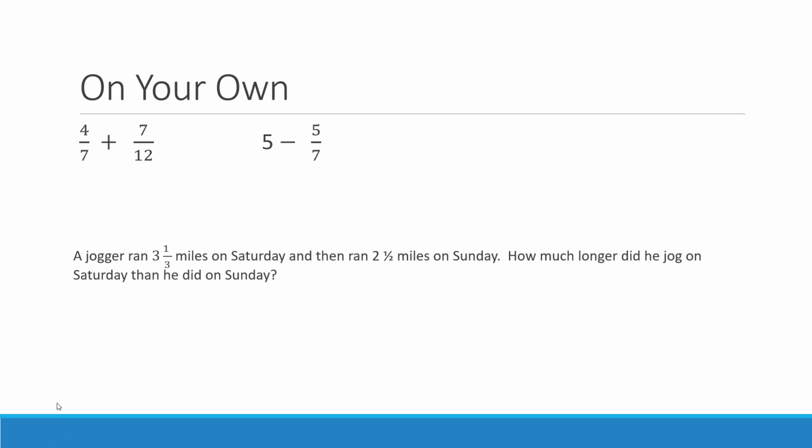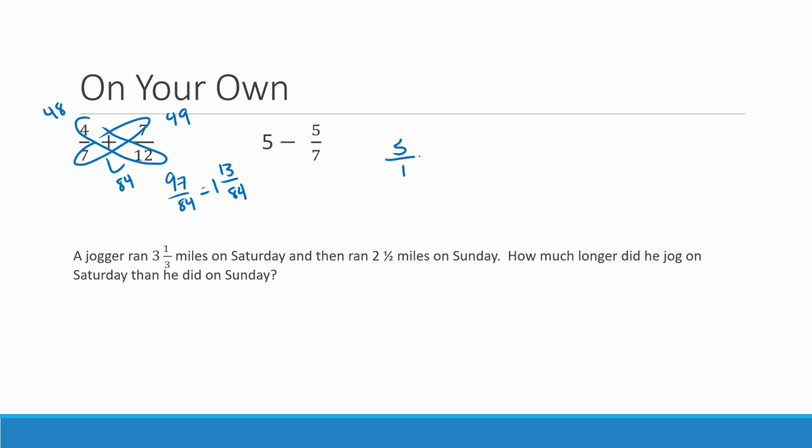All right, pause the video and try these on your own. Now in the first one, I'm going to use that butterfly method again. 12 times 4 gives me 48. 7 times 7 gives me 49. 12 times 7 is going to give me 84. Add my numerators together. 48 and 49 gives me 97 over 84. Now you do want to change it to a mixed number, and for the sake of time, I'm going to go ahead and do that. That's going to give you 1 and 13 over 84.